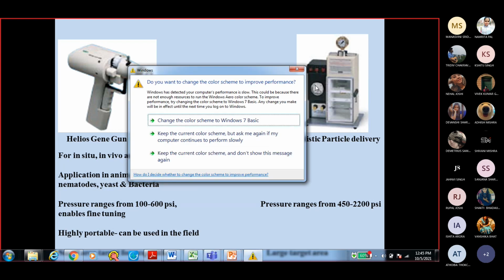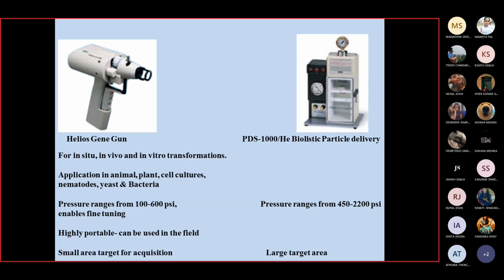So people are developing an advanced version of this. Then you have the biolistic particle delivery system, which is pretty much the same. Only thing is the pressure range is different. The pressure range is much higher here. This generally doesn't work very well for certain big organisms, but for mammalian cells, it's okay. For expression, it is still okay.